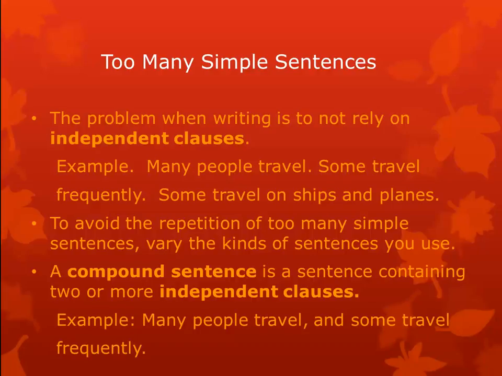Here's an example. This sentence is a compound sentence, two simple sentences joined by what's called a coordinating conjunction and a comma. You can see that the simple sentences themselves, the ideas they communicate, are still intact, but what we've got here instead of two simple sentences is a better flow. Many people travel and some travel frequently.